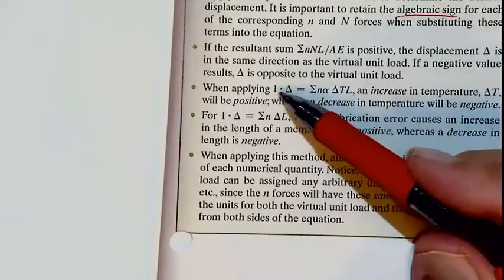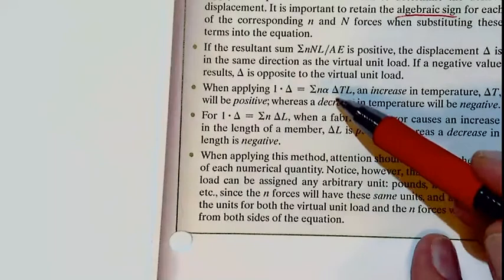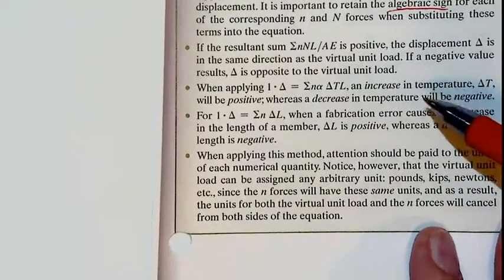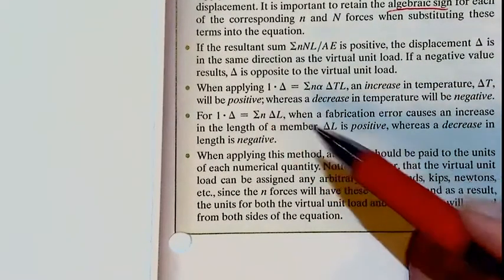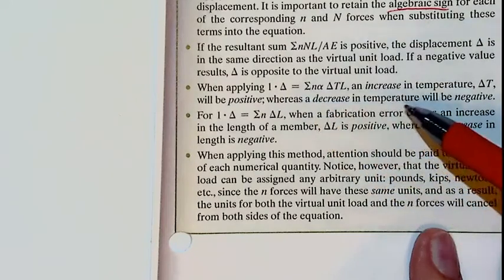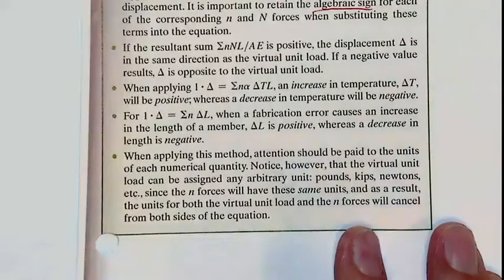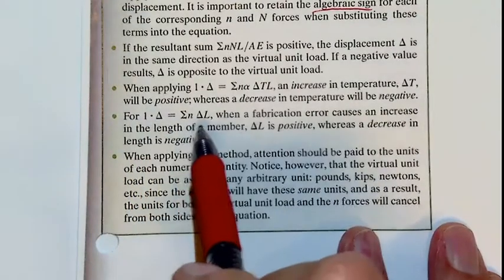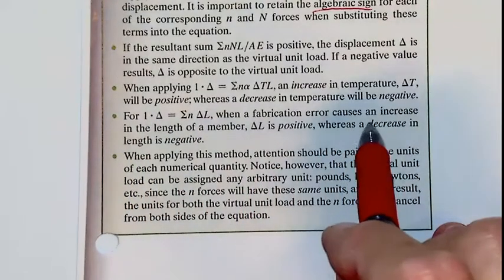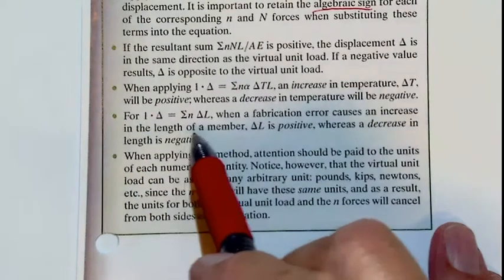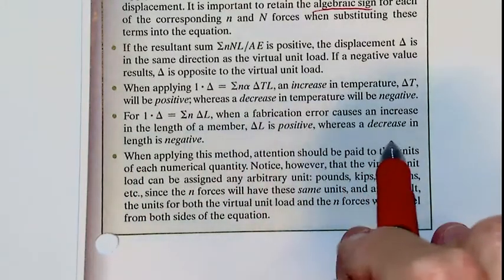When applying 1 times delta equals summation n alpha delta T L, an increase of temperature is positive, whereas a decrease of temperature will be negative. When we are dealing with fabrication errors, 1 times delta equals summation n delta L, when a fabrication error causes an increase in length, delta L is positive, whereas a decrease is negative.